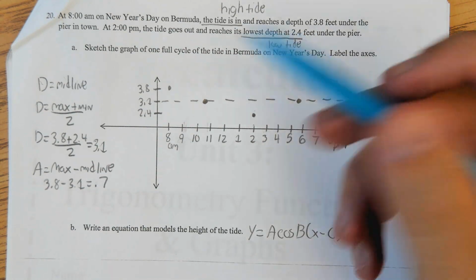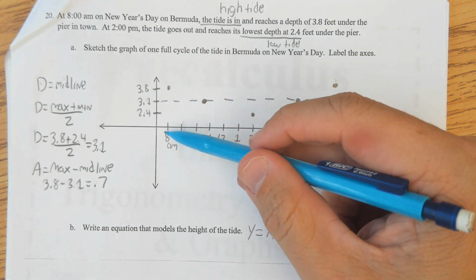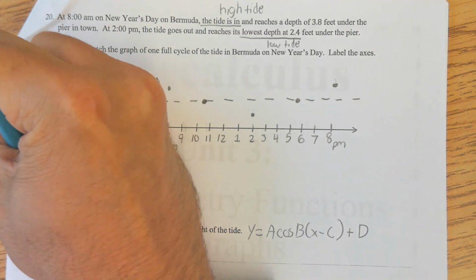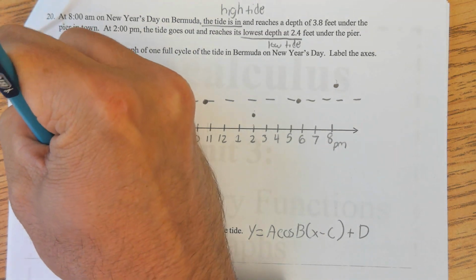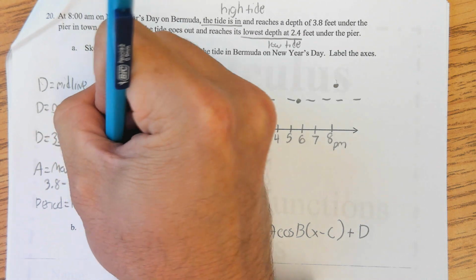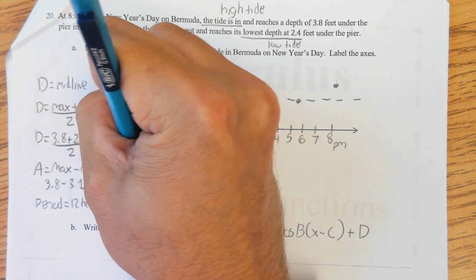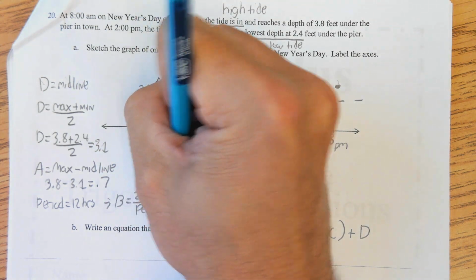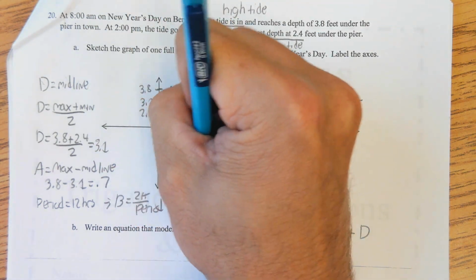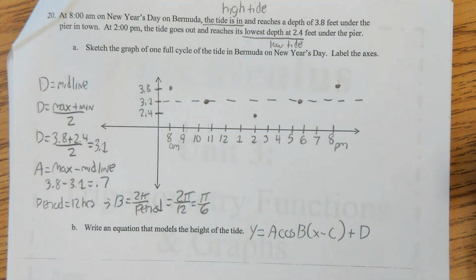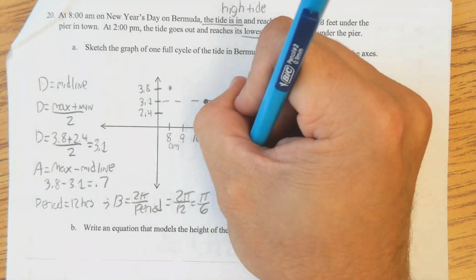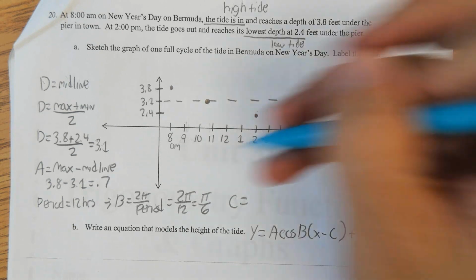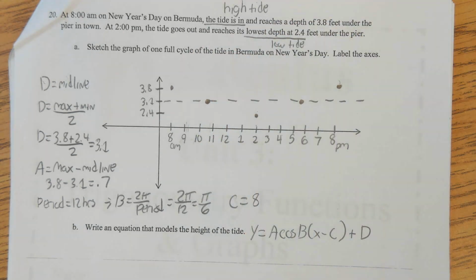Okay. Our period, how many hours did we cover from 8 a.m. to 8 p.m.? So our period equals 12 hours. So then B is equal to 2 pi over the period. To get 2 pi over 12, which is pi over 6. Okay? And then C, where did we start? We started at 8 a.m., right? Since we started at 8 a.m., C then is equal to 8.